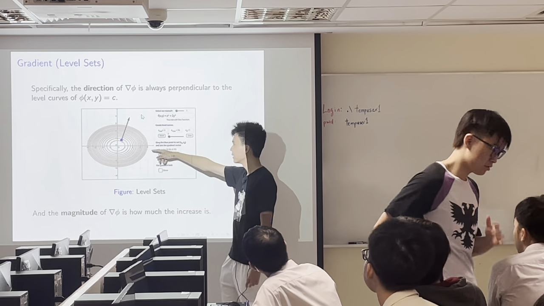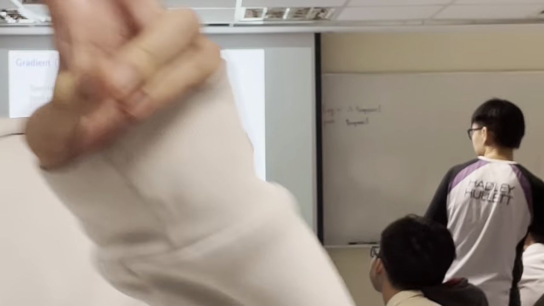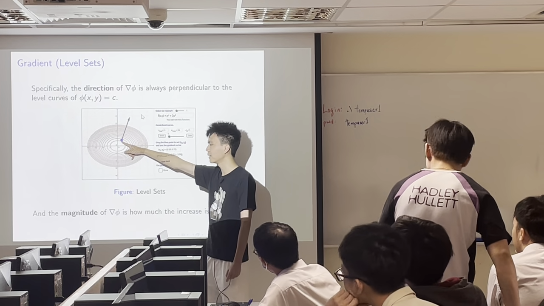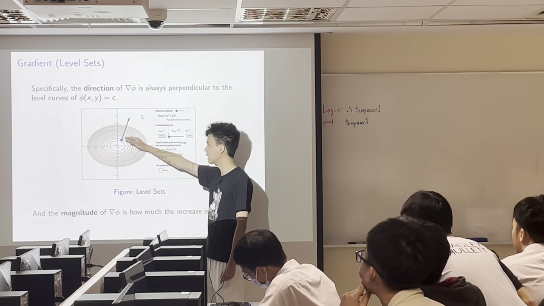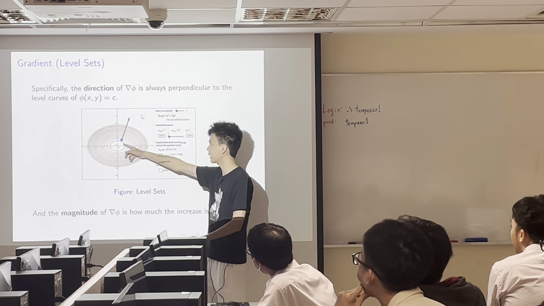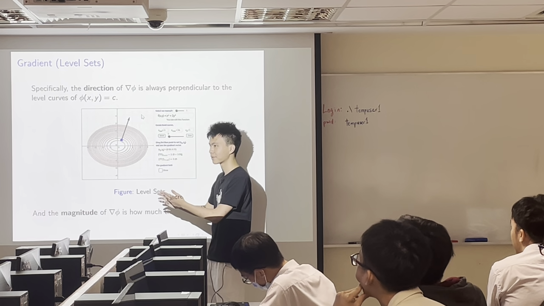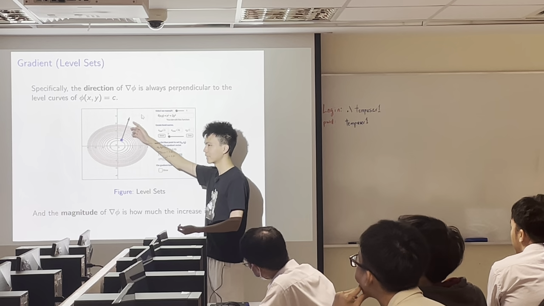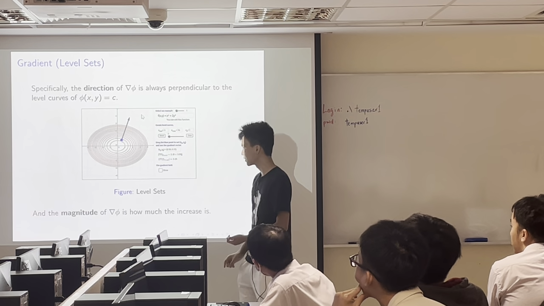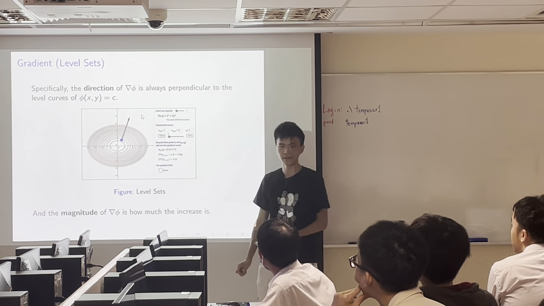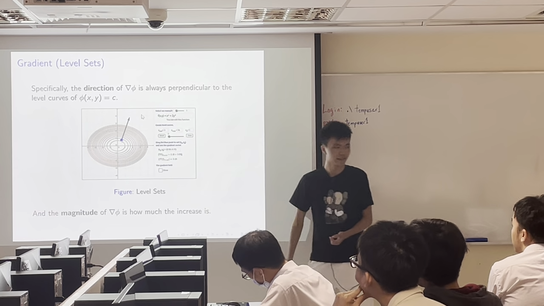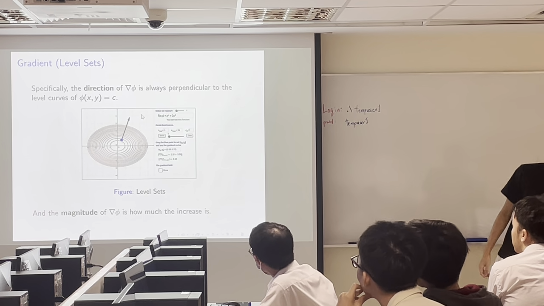Okay, so far? Then let's say I'm over here, the gradient of the scalar field at this point will be perpendicular to the level curves. That makes sense, right? And the magnitude of the vector will be how much it increases if I move in that direction. So this is the intuition for your typical gradient of a scalar function.